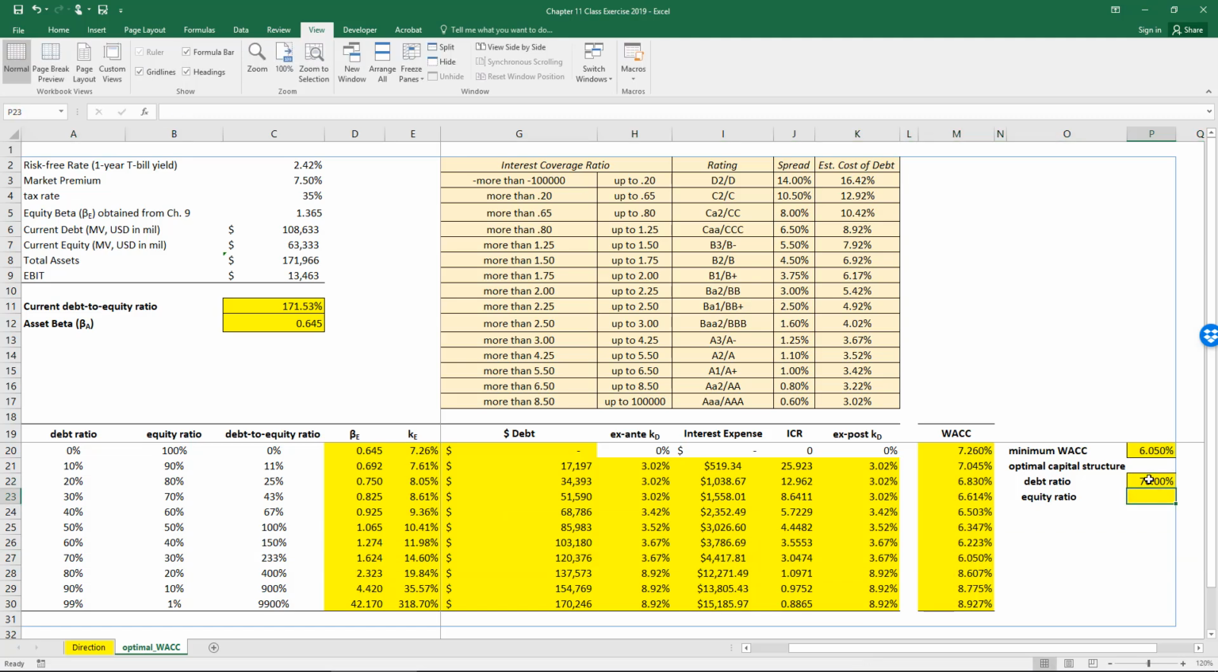And of course, equity ratio would be the remainder, which is 1 minus 70%, or you can just simply type in 30%. Okay, so if your debt ratio was 70% and equity ratio was 30%, you would have a high chance that you're getting the lowest WACC possible.